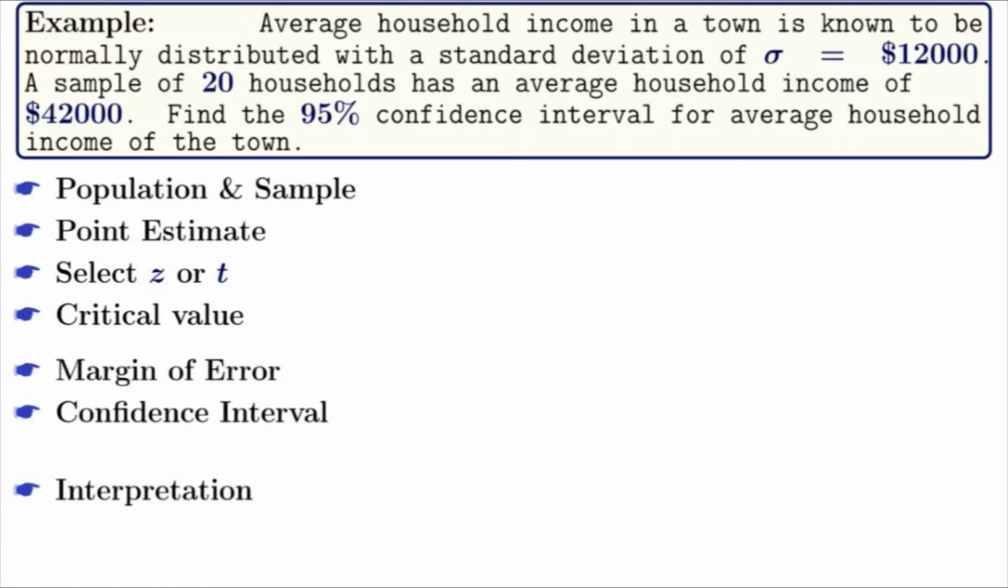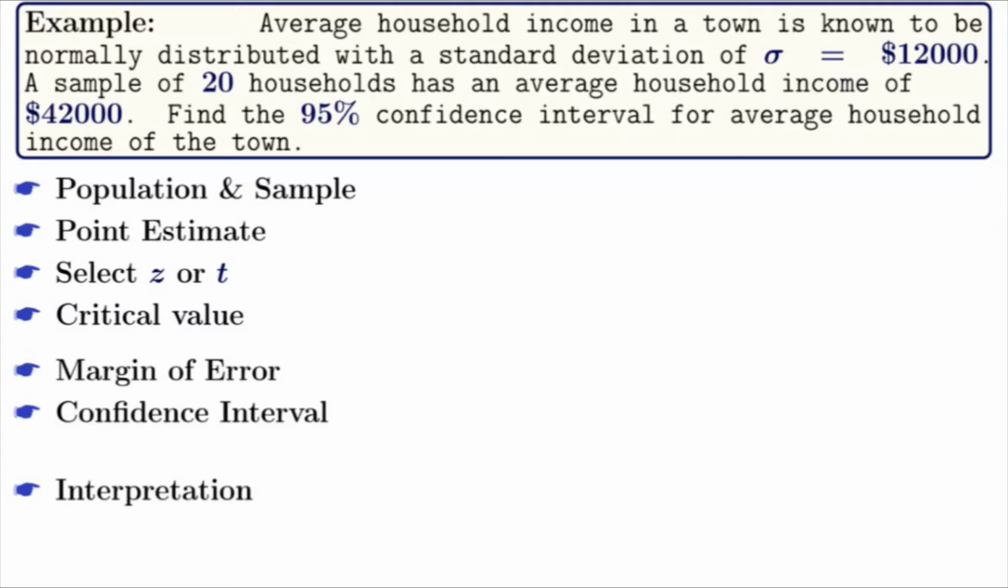In this video, we work on an example on finding confidence interval and interpreting the result. Let's look at this example here. Average household income in a town is known to be normally distributed with a standard deviation of 12,000. A sample of 20 households has an average household income of 42,000. Find the 95% confidence interval for average household income of the town. So we will look at these concepts and calculate the confidence interval using formula, TI calculator, and Excel.